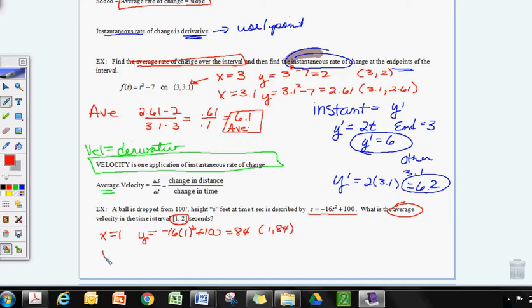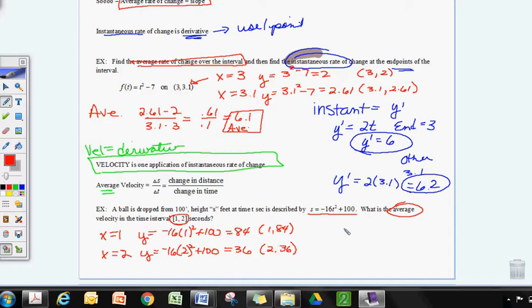Okay, so then if my x value is 2, with y equaling negative 16 times 2 squared plus 100, the y value turns out to be 36. So that is the point (2, 36). So I've got my 2 points.